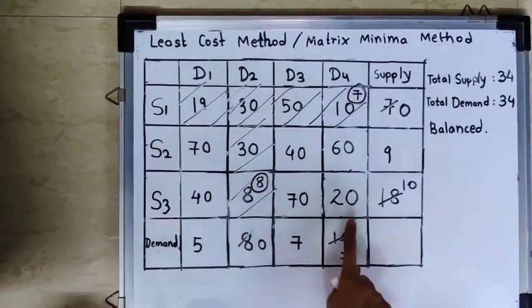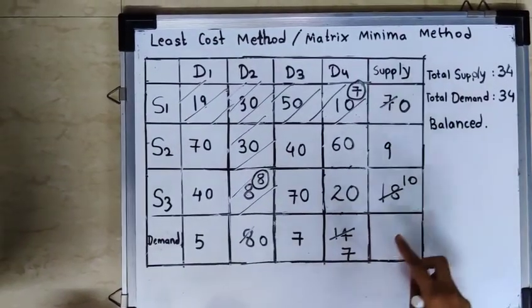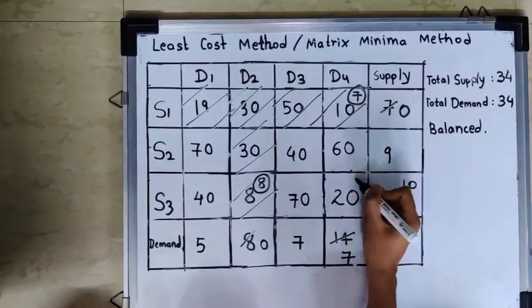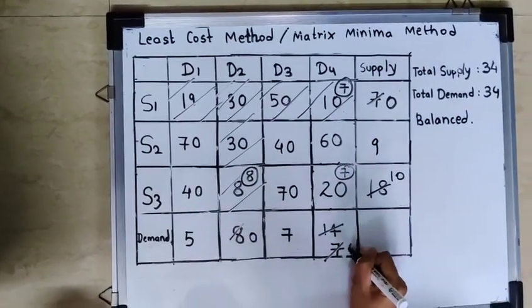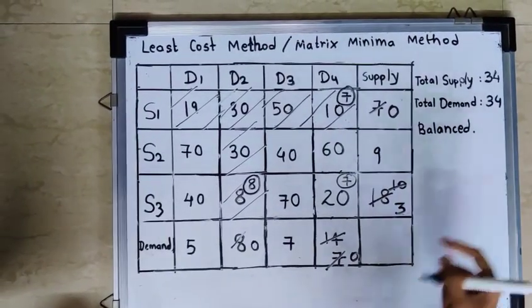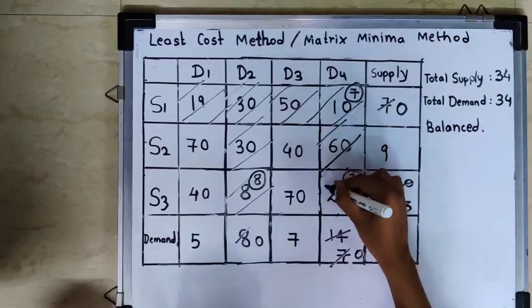Next, among the remaining values, 20 is the smaller value. So we are going to allocate at 20. Between 7 and 10, 7 is the smaller number. So 7 is allocated. 7 minus 7 will be 0 and 10 minus 7 will be 3. Now this column has become 0, so we are going to eliminate it.